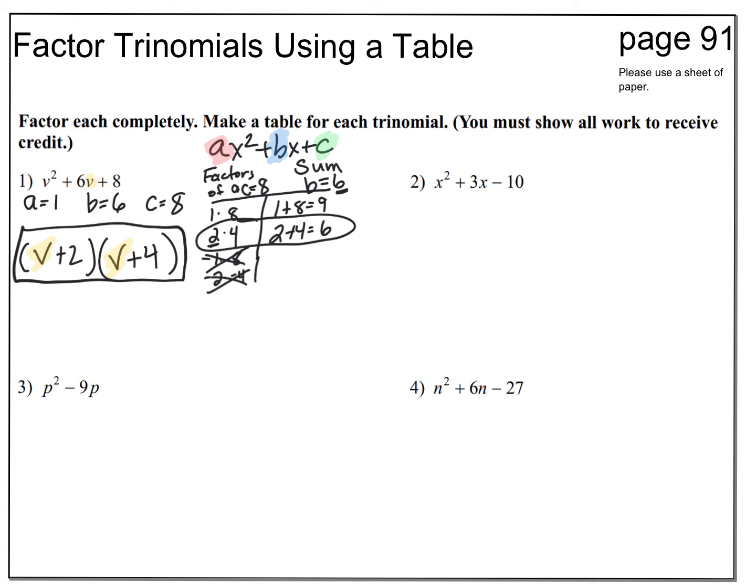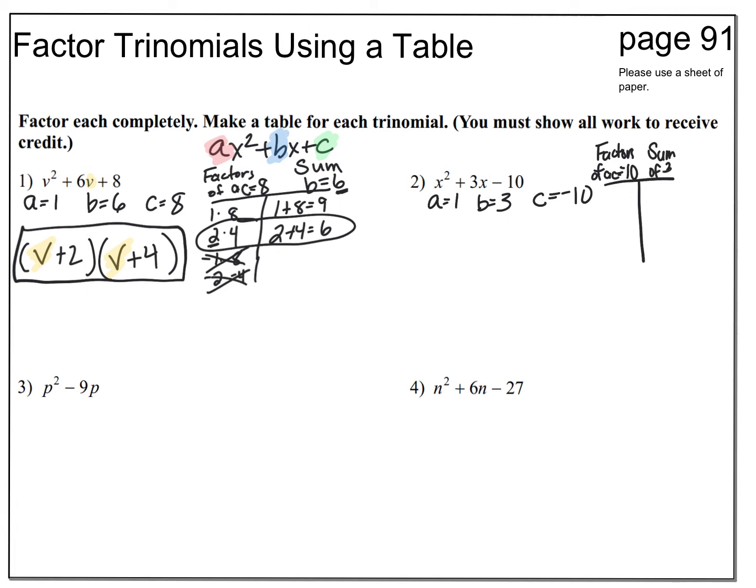Okay, so let me look at the next one. X squared plus 3x minus 10. That is a trinomial. A is 1. B is 3. C is negative 10. I want factors of A times C. A times C is negative 10. And I want them to give me a sum of 3.